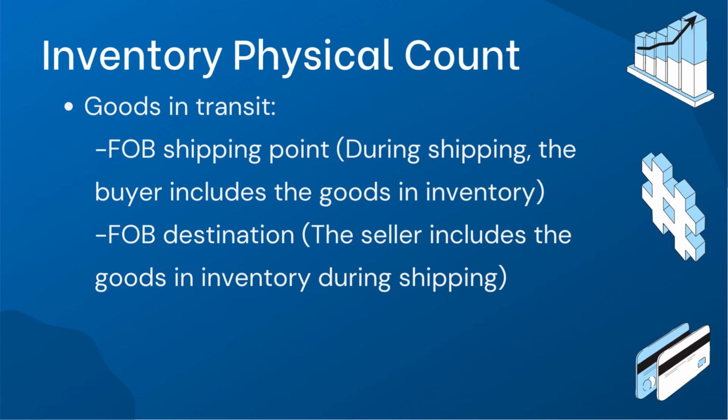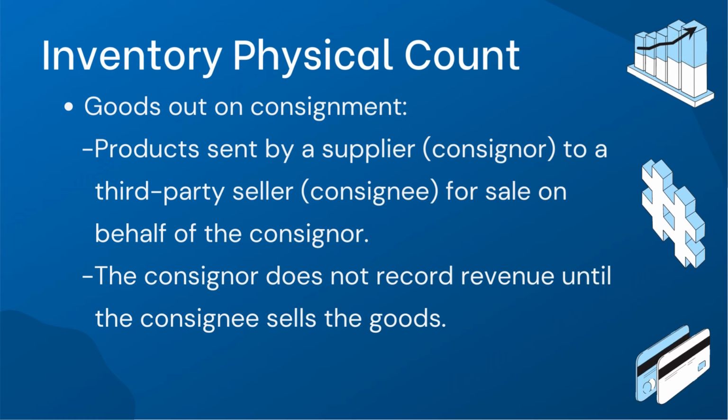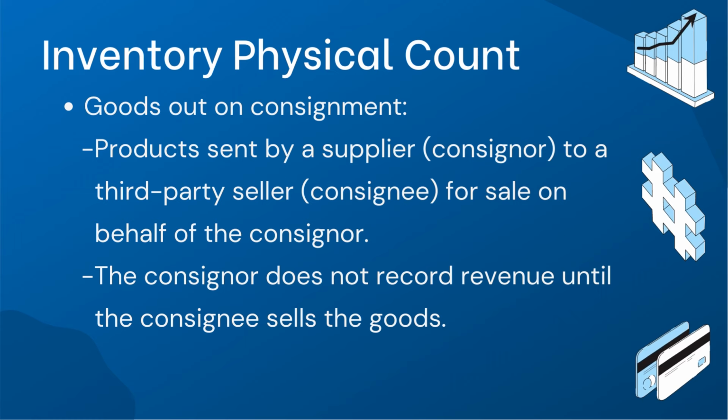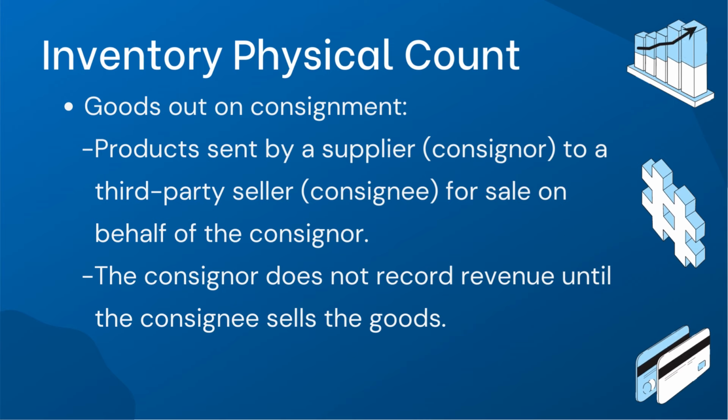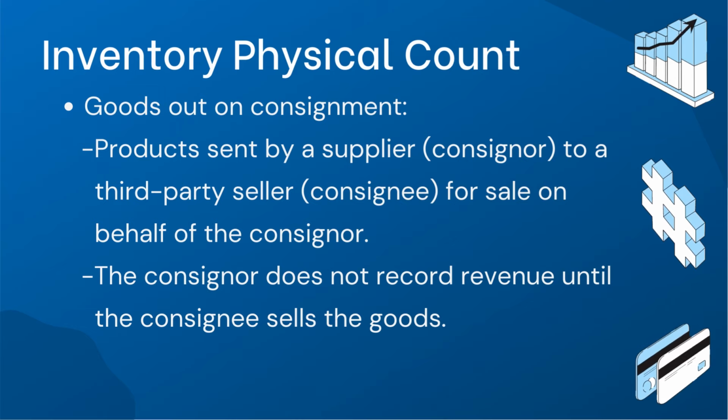they reach the buyer. Goods out on consignment refer to inventory held by a consignee for selling on behalf of the owner, known as the consignor. The consignor retains ownership of the goods until they are sold. These consigned goods are not included in the consignee's inventory but are still the consignor's property. Remember, when conducting a physical inventory count, be mindful of goods in transit and goods out on consignment, as they impact the accurate assessment of inventory levels.